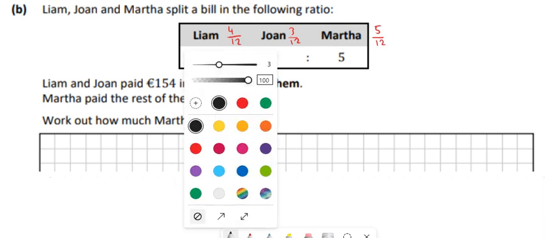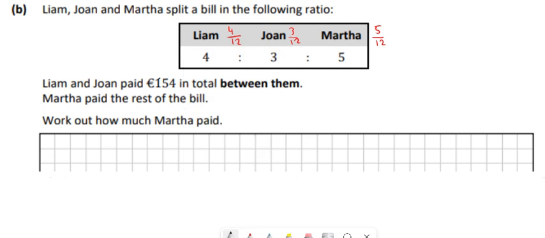Liam and Joan paid €154 in total between them. So if Liam paid 4/12 of it and Joan paid 3/12 of it, then they paid 7/12 of it altogether. And that's the €154. We need to figure out how much is 5/12 of it.